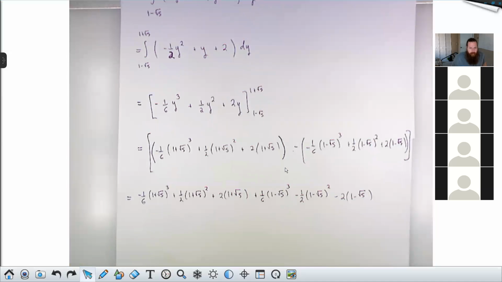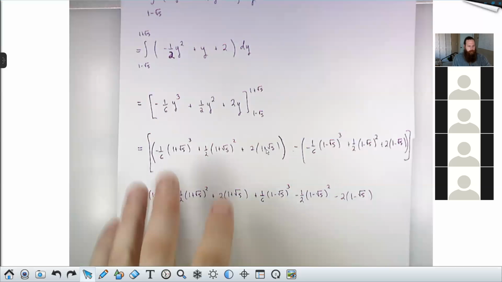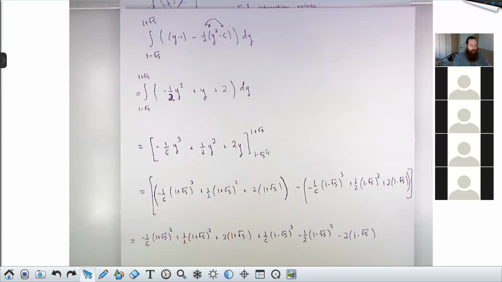And then if you really were patient, you could FOIL out 1 plus root 5 cubed and 1 minus root 5 cubed. And there will be a meaningful amount of cancellation between these two terms. For example, the 1 and the 1 here will give you a 1/6 and a negative 1/6 here. Those will cancel. But I would be okay with you leaving it like this. And WebAssign would accept this answer too. The big deal here is getting to a place where you can set up the integral.